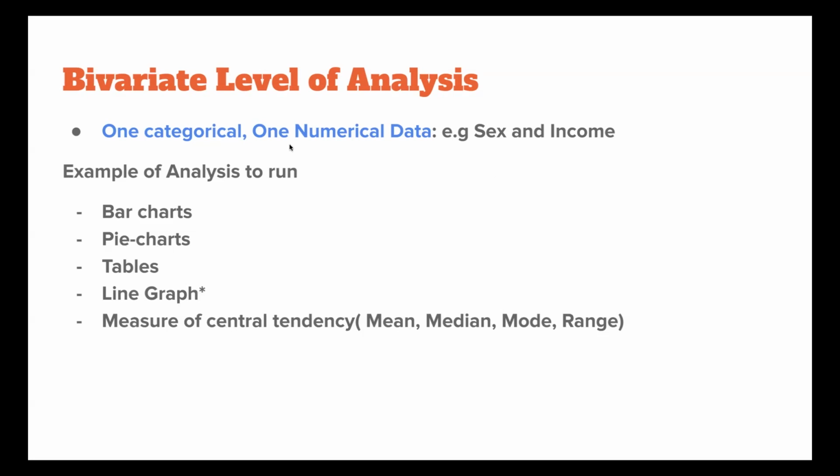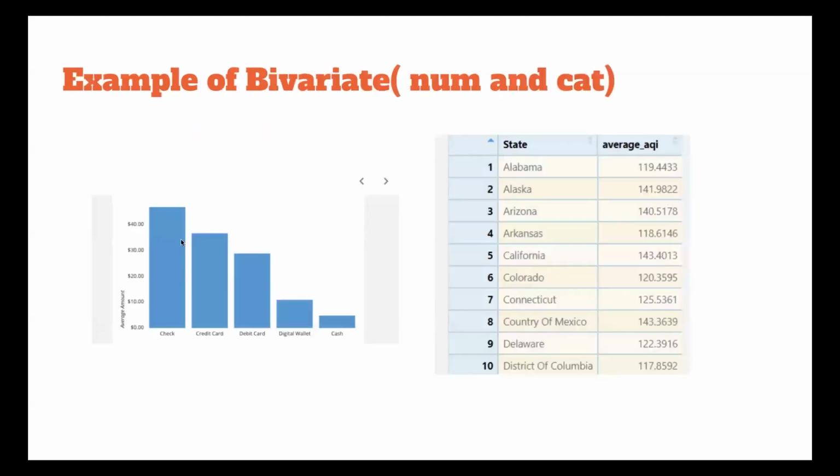So you see here we have numerical and categorical data. So you can run both analyses for numerical data and also categorical data when you have one categorical and one numerical variable. An example here is a bar chart. But on this bar chart, look at the y-axis. The y-axis is showing average amount. This is not showing count, frequency, or percentage. This shows us that this is a bivariate bar chart.